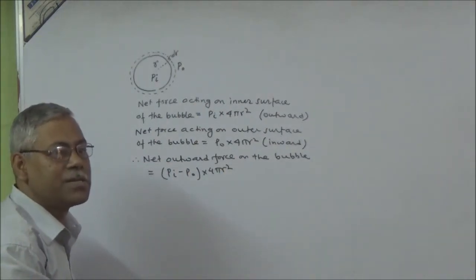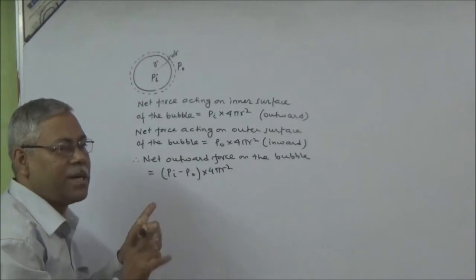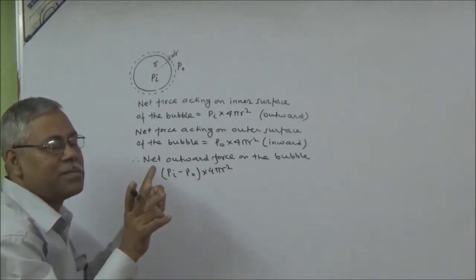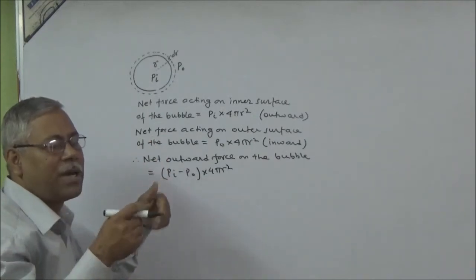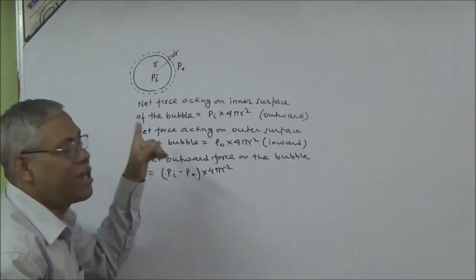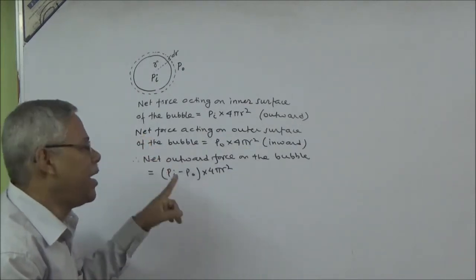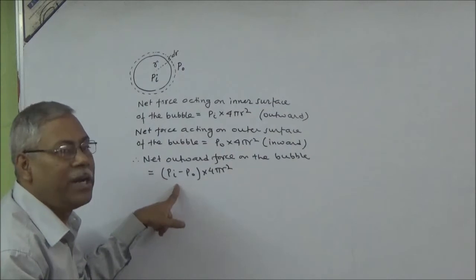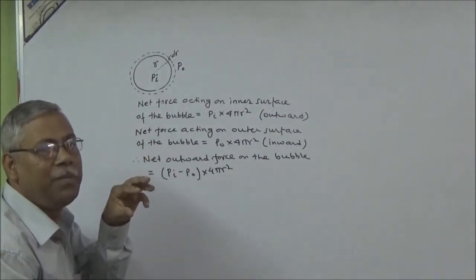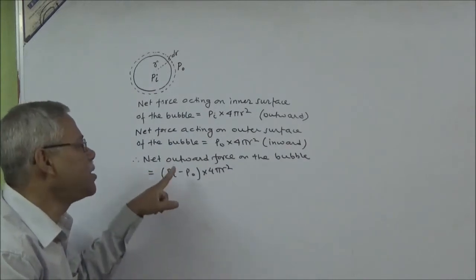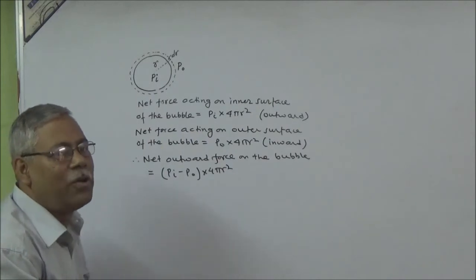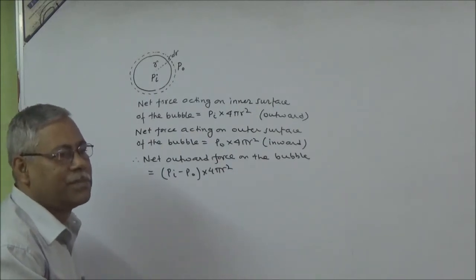Okay. First I have discussed that the outward force acting on the inner wall. Then I have discussed the inward force acting on the outer wall. Then we have considered the net outward force, because this bubble is in the process of growing. It is becoming bigger. Okay. Due to this net outward force, suppose the radius has increased by a very small value dr. Is this point clear?